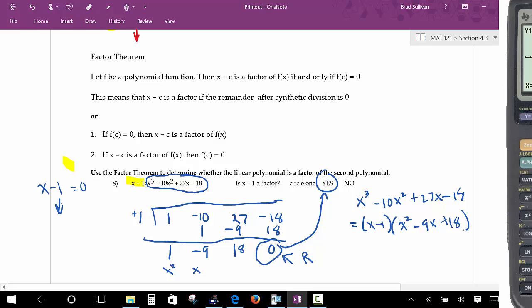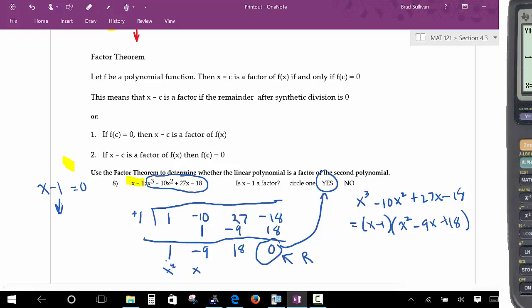Okay? So what happens is, if you multiplied this out, I'm not going to take the time to do that, but if you multiplied that out, you would get the polynomial. So since that's a remainder of 0, that means that this is a factor and that's a factor. If that remainder was not 0, it's not a factor anymore.